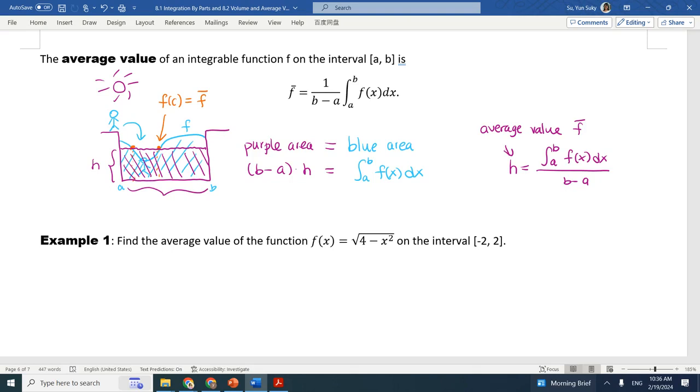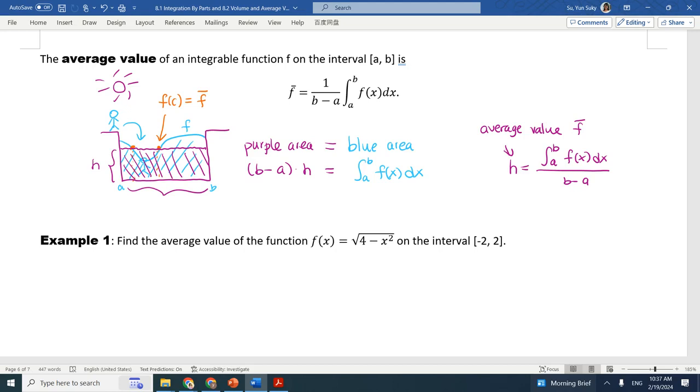So for a rectangle, it's length times width. And what is the length? Do you see the difference between 2 points is B minus A? That's the length, and the width is the height H. So that is the purple area. Now how about the blue area? For the blue area, my water level is my function f. The blue area is exactly the area under the curve from A to B. So that is the definite integral of f from A to B.